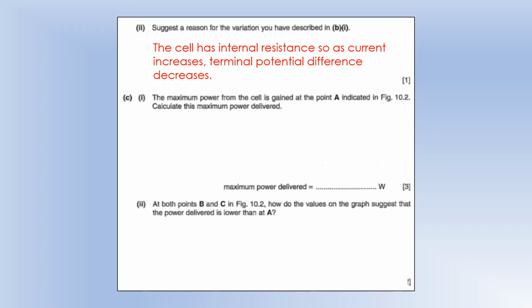So the maximum power from the cell is gained at point A. Calculate this power. So we're just going to use P equals IV, take some readings off the graph, but remember to convert from milliamps into amps.